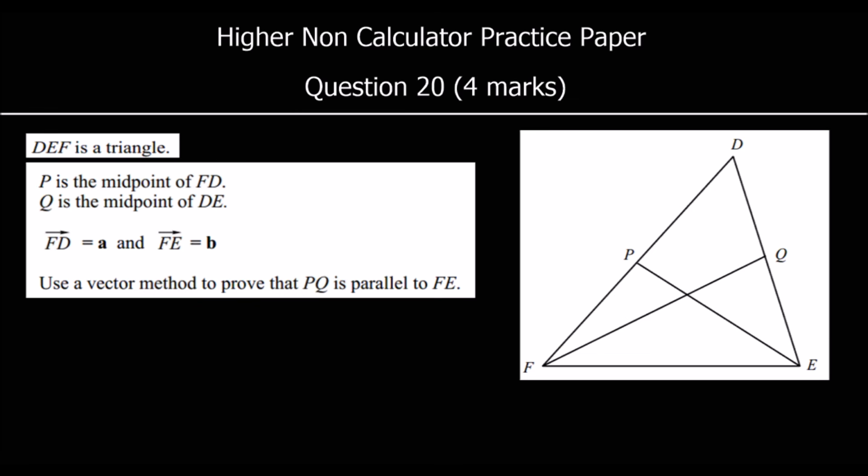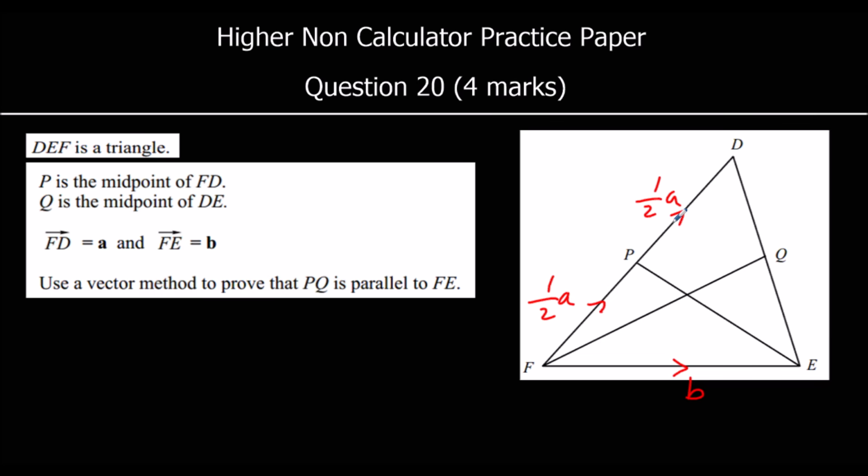Question 20. DEF is a triangle. P is the midpoint of F to D. Q is the midpoint of D to E. F to D is called A. F to E is called B. So this is B. Because P is a midpoint, that means it's halfway. So all of F to D is an A. So I'm going to call these half of A each.